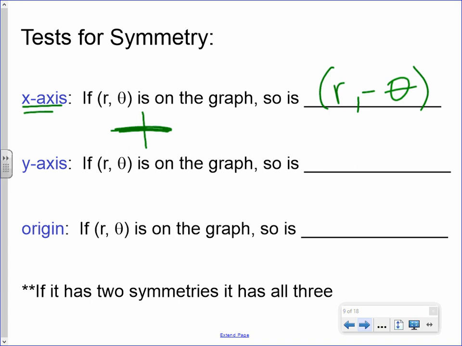Okay. All right, what about y-axis symmetry? If r, theta is on the graph, so is negative r, negative theta. You could also say r, pi minus theta, but that's probably not what you're going to think of, in my honest opinion.